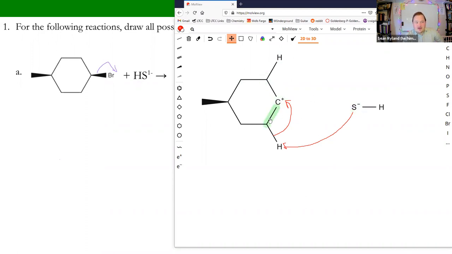There are two beta carbons we could attack here, two beta carbons that could lose a proton. Does it give us two different products in this case? Only because of R and S, very subtly, right? It's because we make a different stereo center. If it attacks a proton from the bottom beta carbon, we get this molecule.